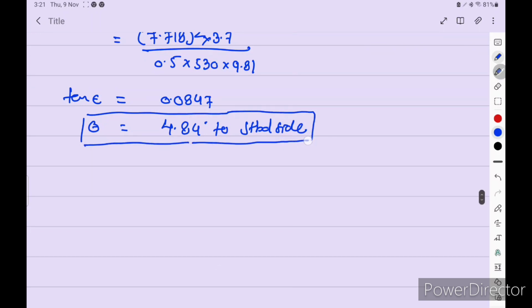Why starboard side? Because B is below the G. So in that case it is the opposite side. Now let's move to the next question.